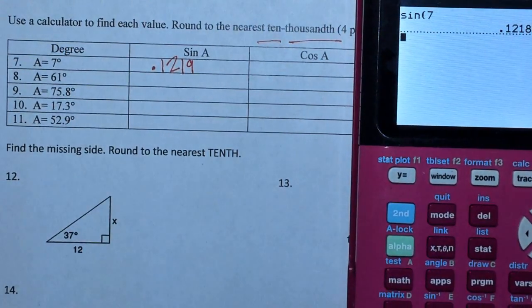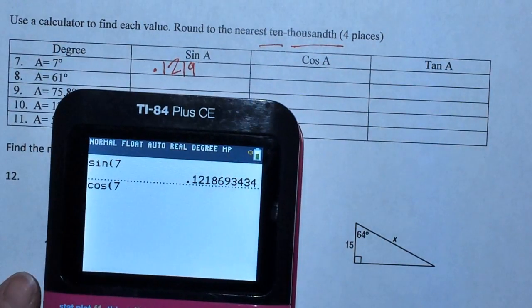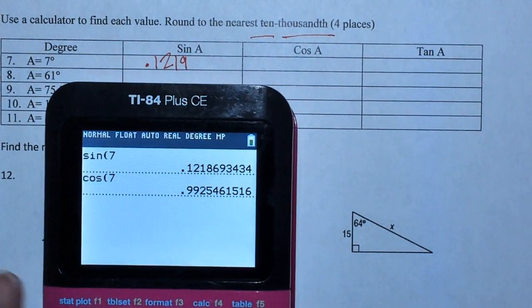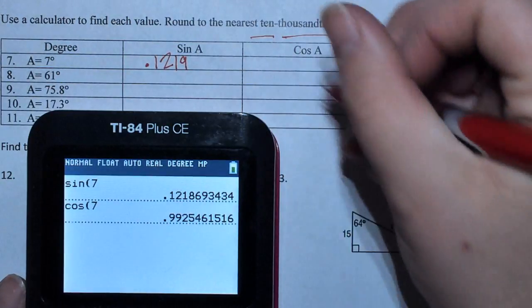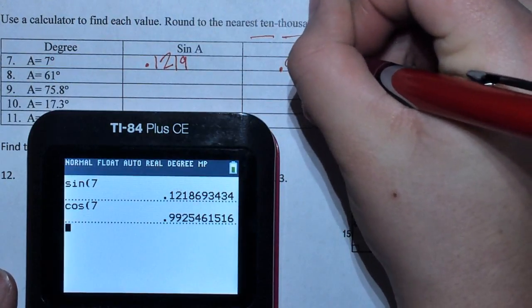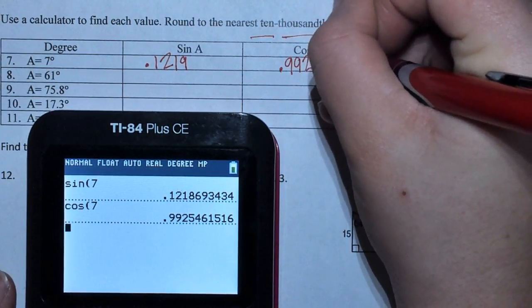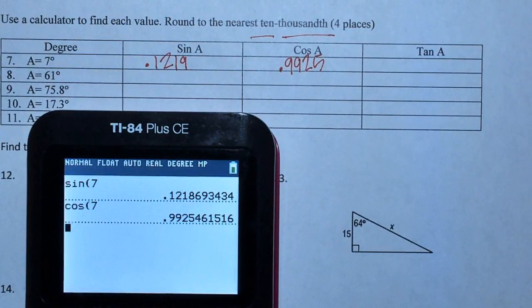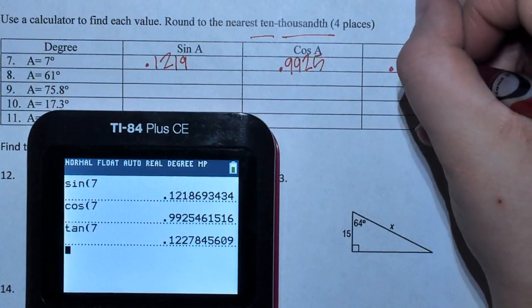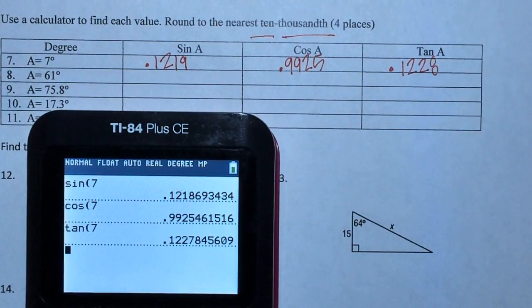For cosine, we'll do cosine 7. 0.99254. So I don't round up because 4 just means I stay the same. 0.9925. And then tangent of 7. 0.12278. So 7 rounds up to an 8. Good.